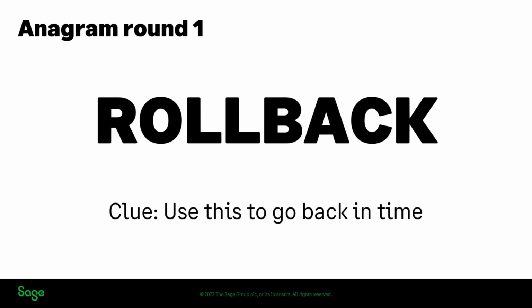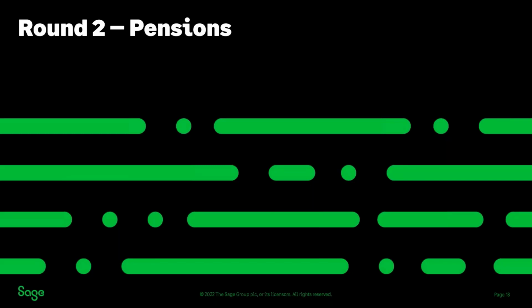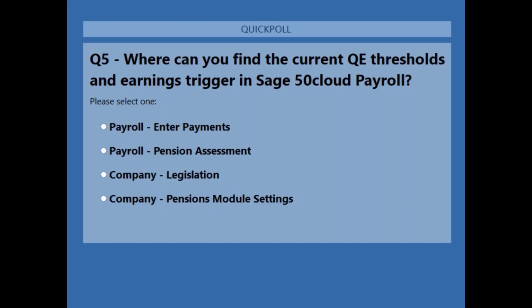Okay, let's move on to round 2, and it's everybody's favorite payroll topic, pensions. So we'll get things kick-started with question number 5 in total, or question 1 of round 2, and we'll launch that one straight away. The question is, where can you find the current qualifying earnings thresholds and earnings trigger in Sage 50 Cloud Payroll? So there's 4 options.